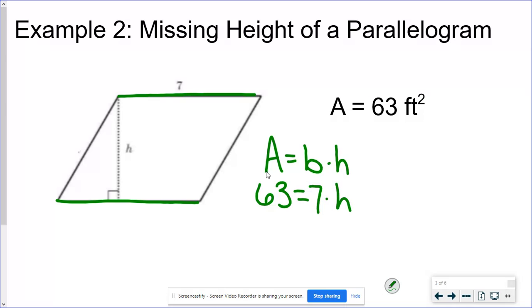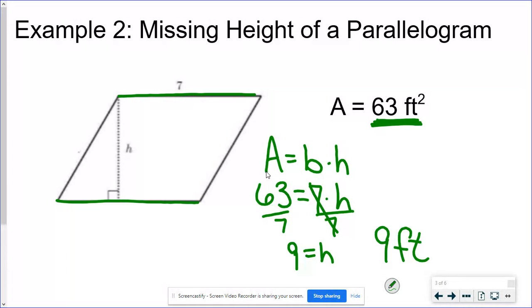But I don't know the height. So to find that height, I would have to get rid of multiplying by 7, which means divide by 7. And this also gives me 9 for my height. So this would be 9. There's no label in the picture. However, the area information was that it was square feet. That's the area label. The missing dimension would only have a label of feet. Lengths are just going to be regular measurements, not squared.